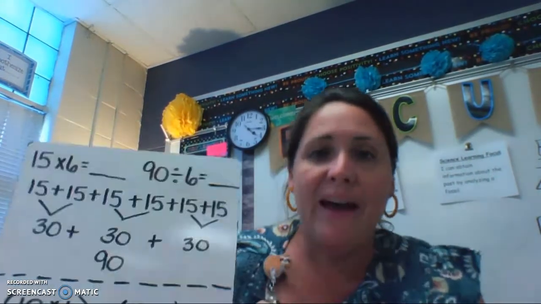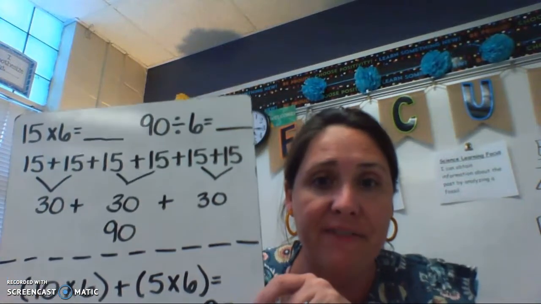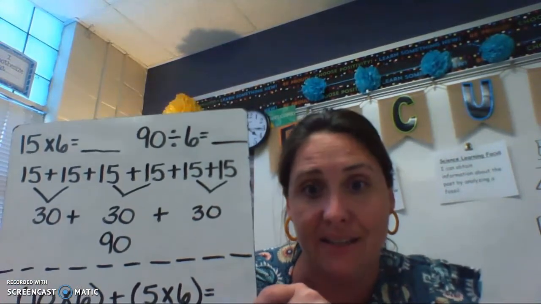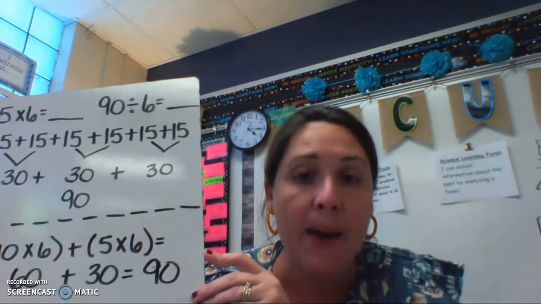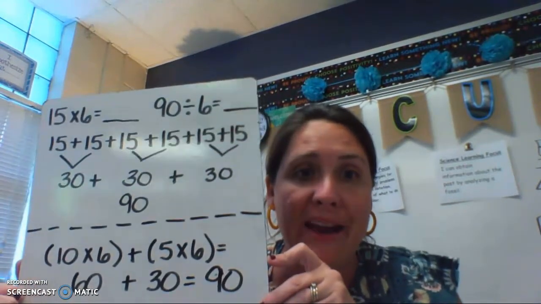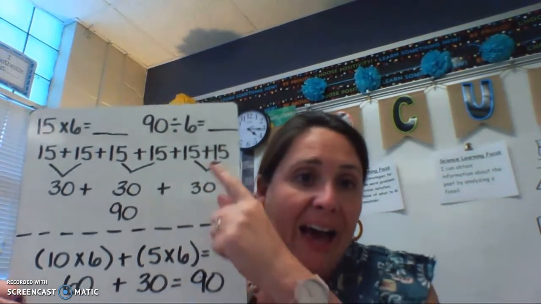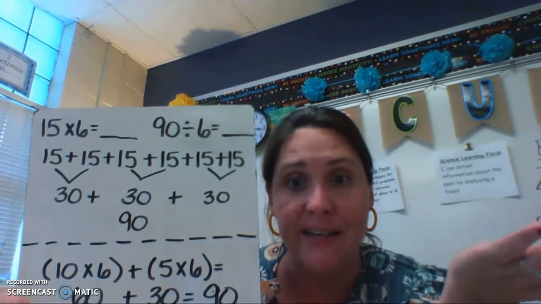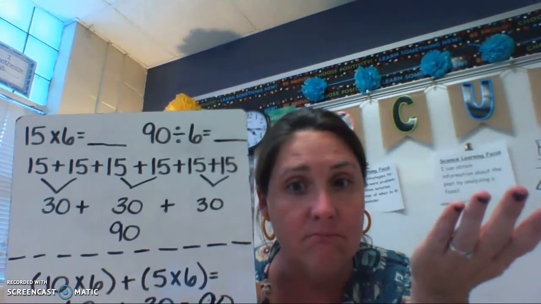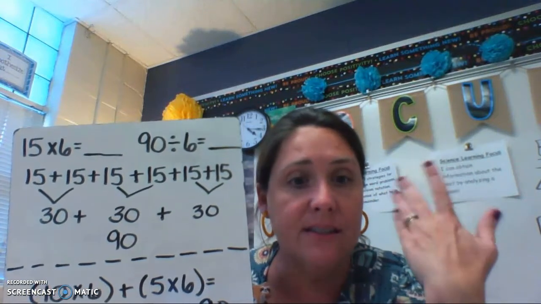All right, welcome back, fourth graders. Let's take a peek at maybe how you decided to solve 15 times 6. Now, here are just two strategies that I came up with, but I know that there are many, many more. So let's look at the first strategy. I knew that 15 times 6 was repeated addition, 15 six times. So I was going to add the number 15 six times.